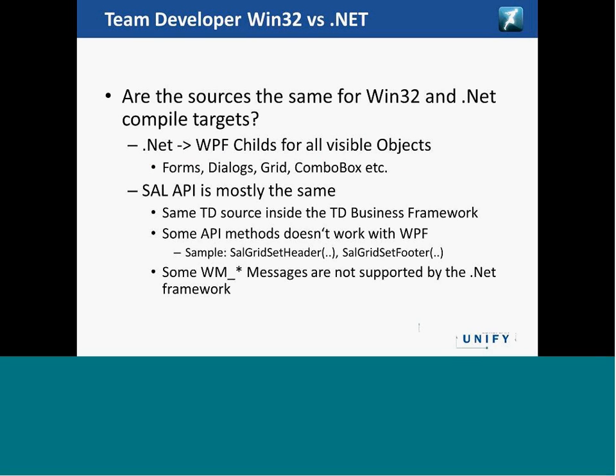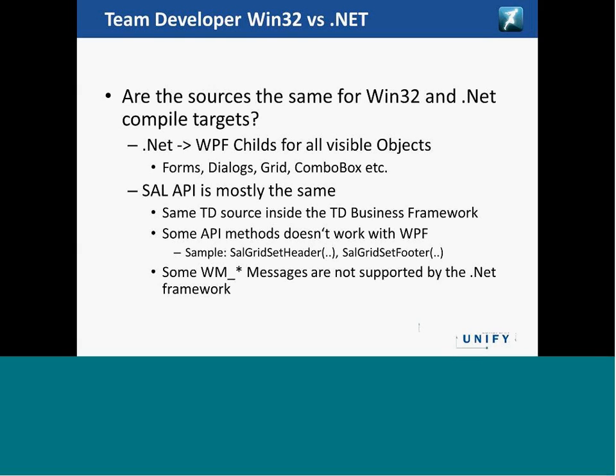Are the sources the same for Win32 and .NET compile targets? No. On Win32, we have our own window objects like form dialogs, combo boxes, and so on. For .NET, we have WPF children for visible objects. If you compile, for example, a dialog or a form or MDI, you create XAML files that describe the look and feel of these dialogs and forms. So it's totally different technology.